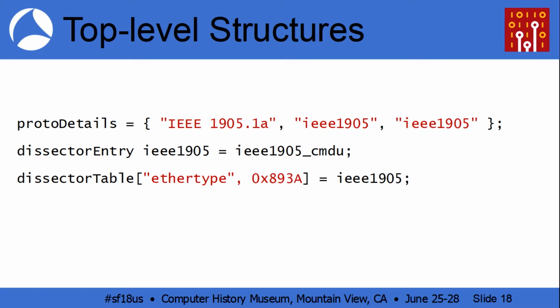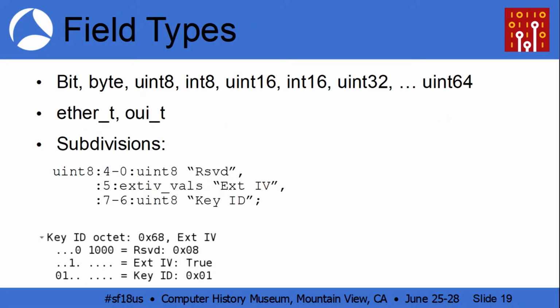I think there is a mistake here, and I'm going to have to change that, this should probably be a string, because I noticed that there are some dissector tables that take strings as their inputs in order to figure out which dissector to call. So I'll probably have to change that in the longer term. Then you have a whole series of field types, and so bit, byte, int8, uint8, etc., up to uint64, Ethernet, OUI, and I think there are some aliases for these. And then you have this concept of subdivisions.